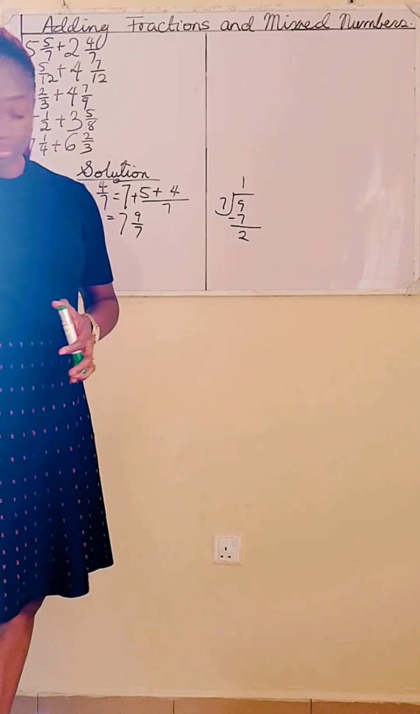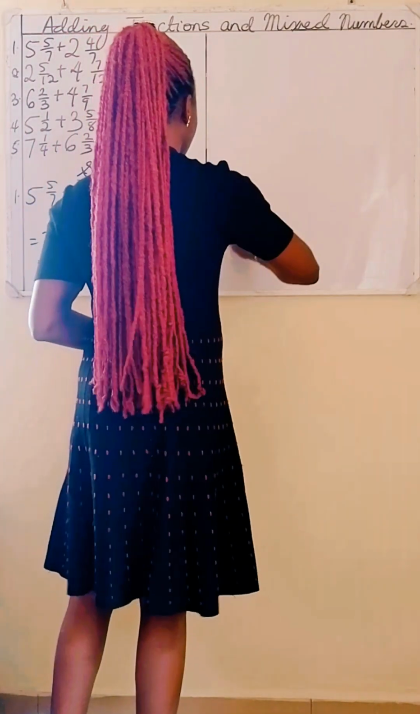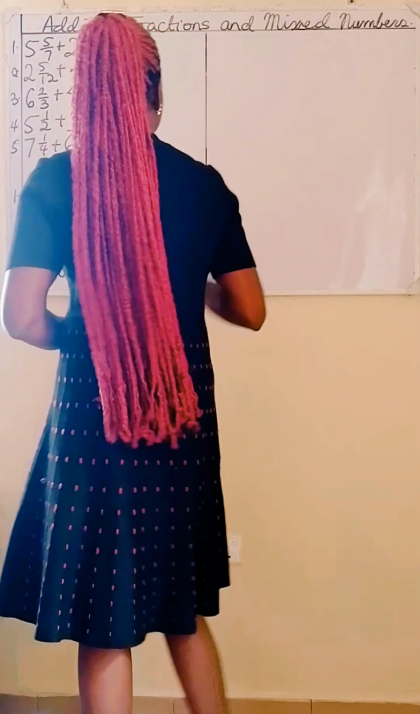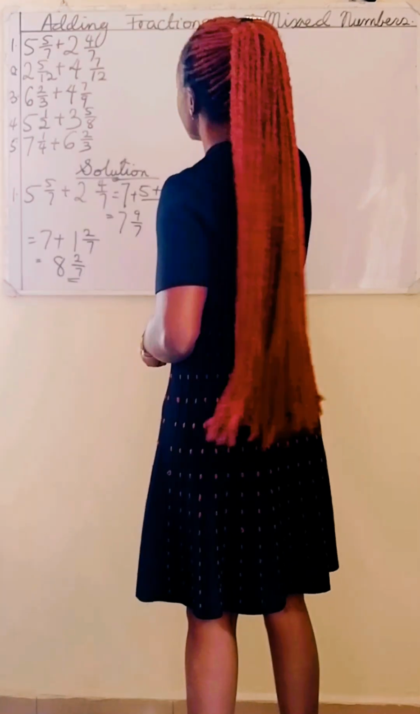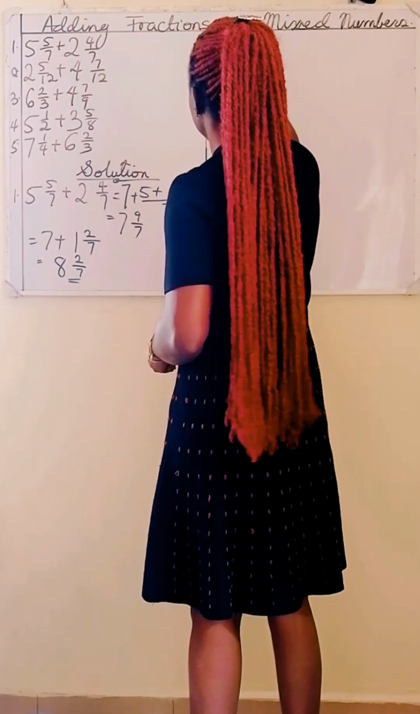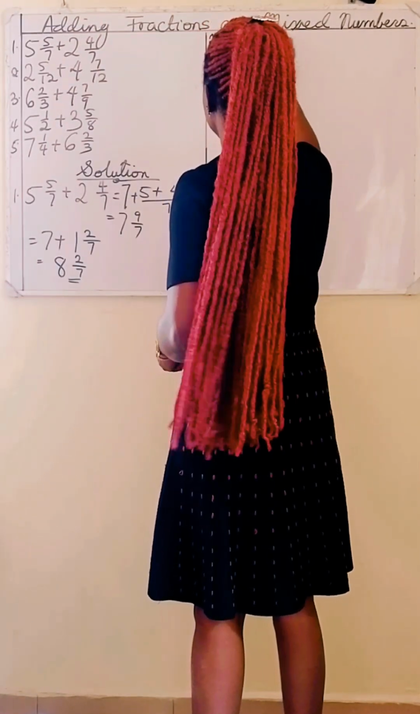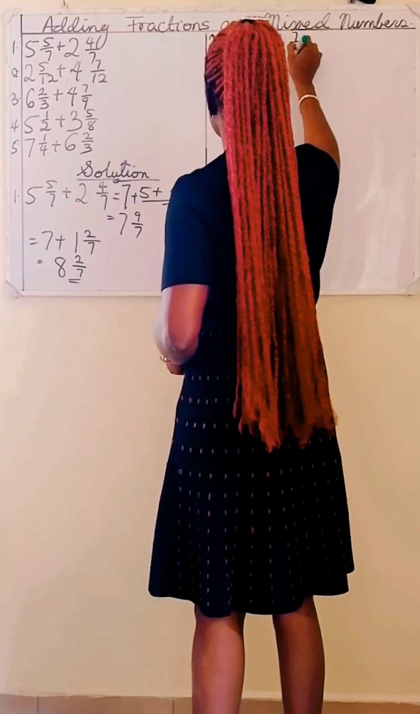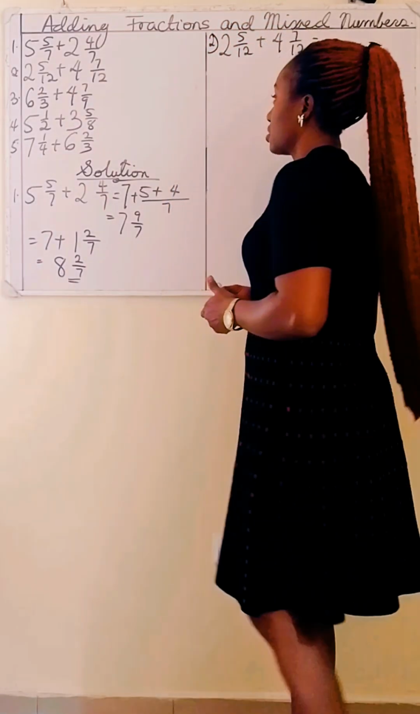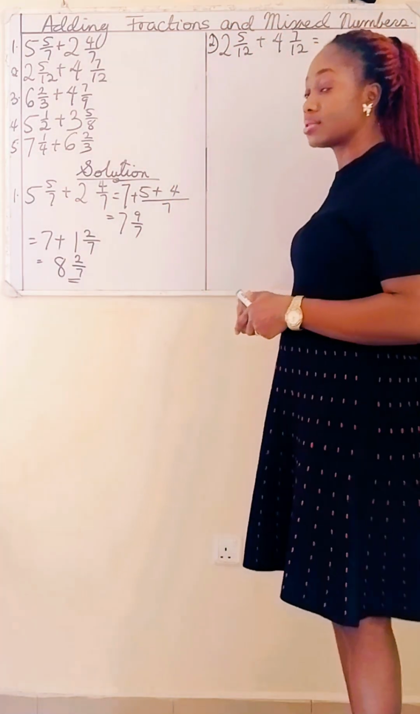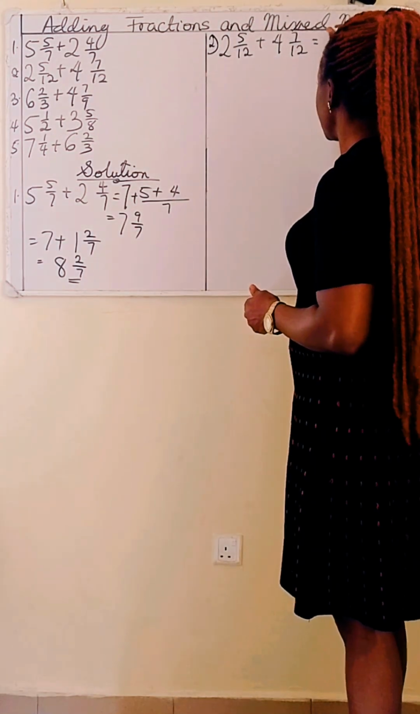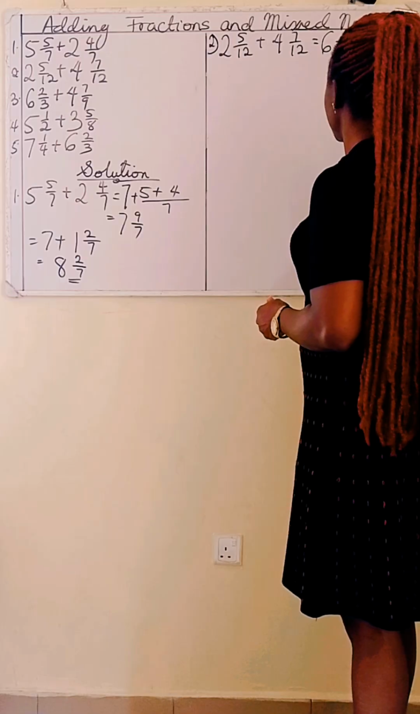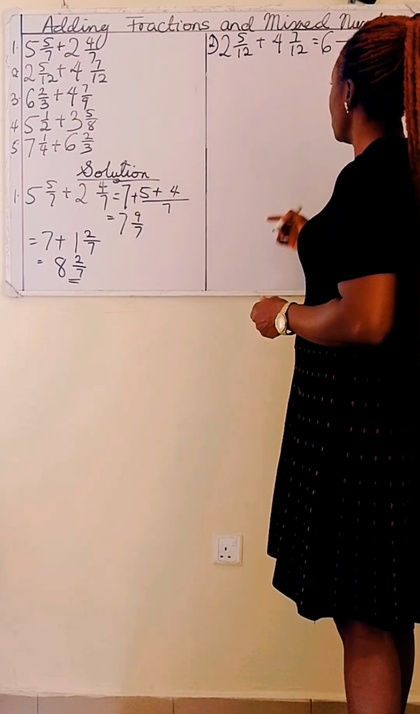Now, next, question 2. We have 2 wholes 5/12 plus 4 wholes 7/12. Yes, here we also have like denominators. Then we add the wholes together. 2 plus 4 gives us what? 6. Then the LCM of these two fractions is 12.